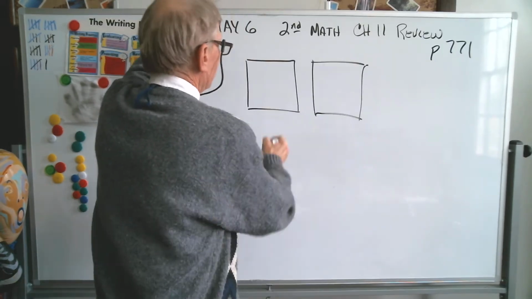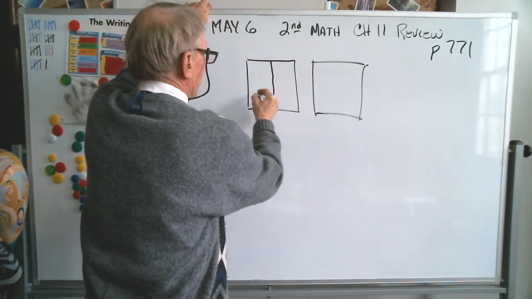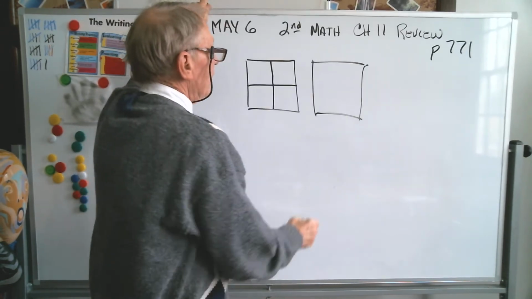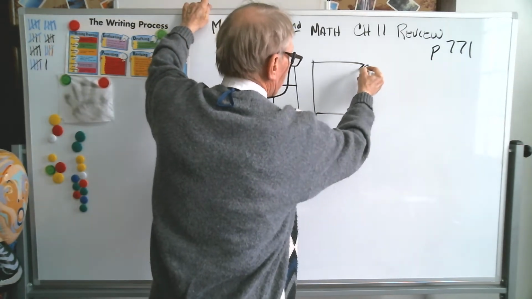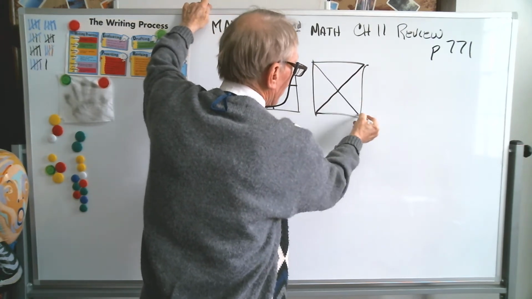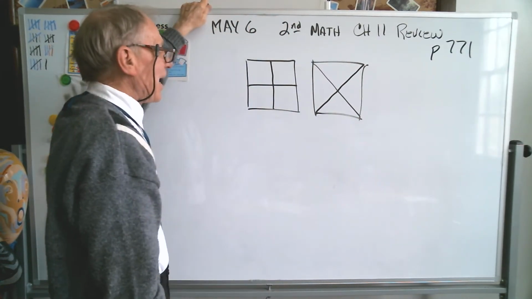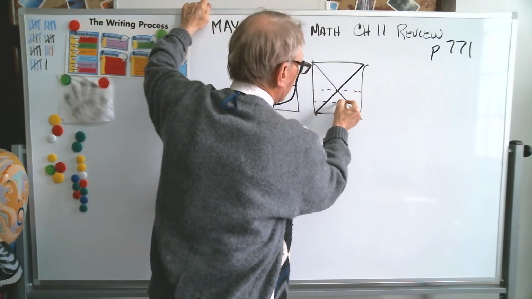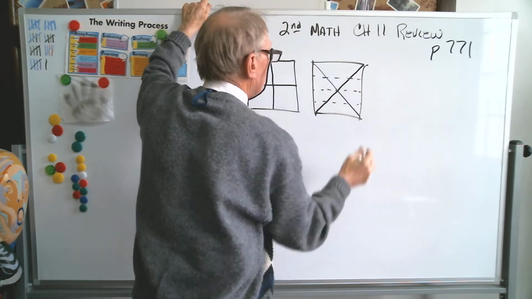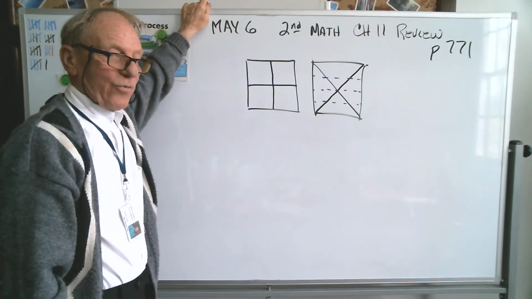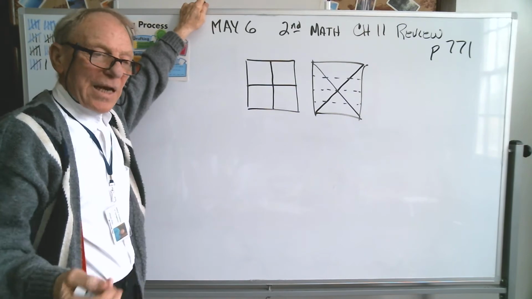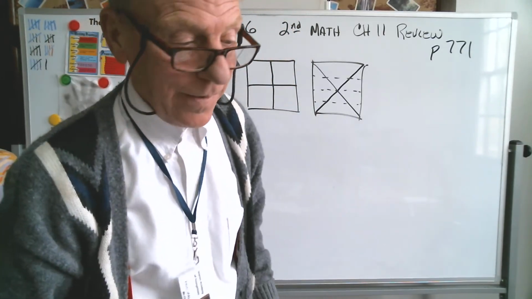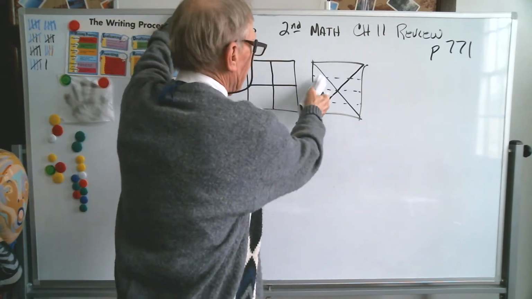Now, we've done this before. The easiest way to do it is just to cut it into 4 parts that way. But you could also, because it's a square, you can cut it on the diagonal. But you also could cut it into 4 parts that way as well. So there's 3 ways. When you got a square, you can use the diagonals and create equal parts.